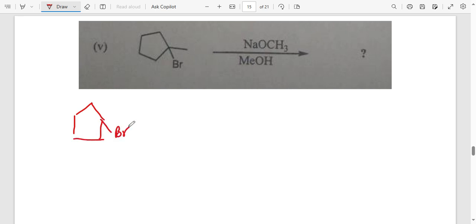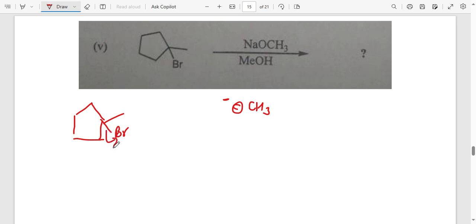We have got a Br. Look at what we are using: sodium bonded to OCH3. Now this is a very strong nucleophile, OCH3, like that. It was more the same with the previous one. It's just that we were using the same solution as a nucleophile. So this one will more happen by E1.